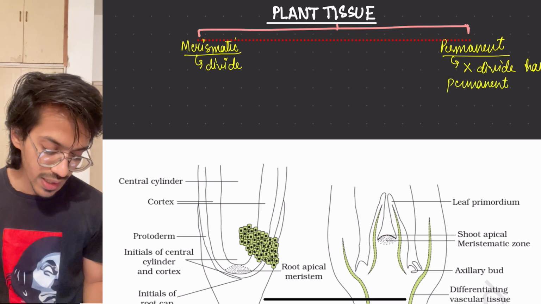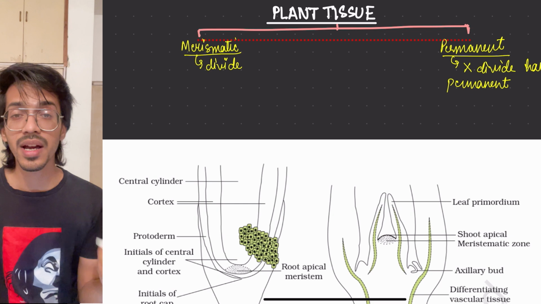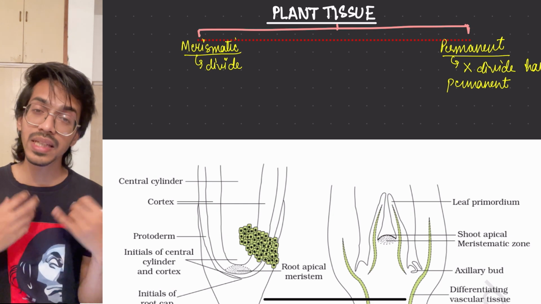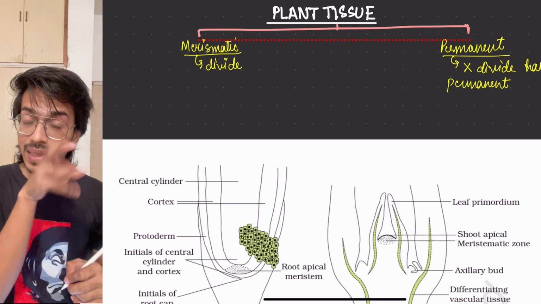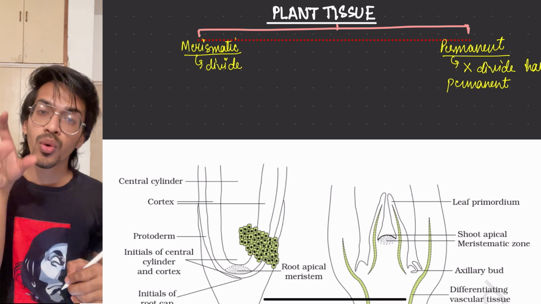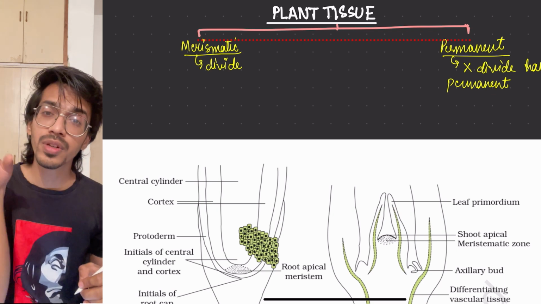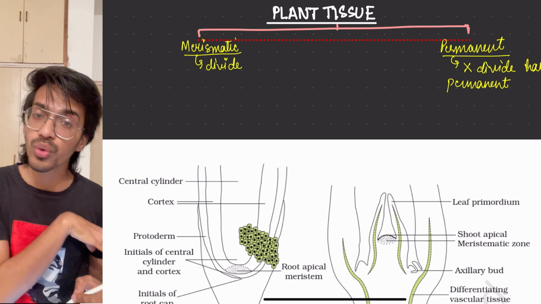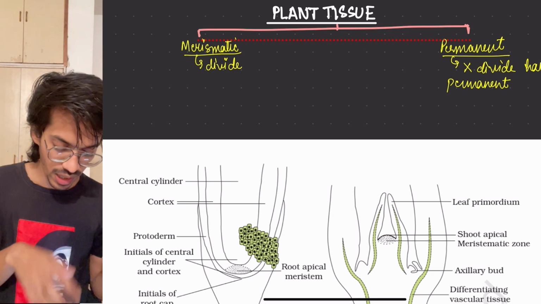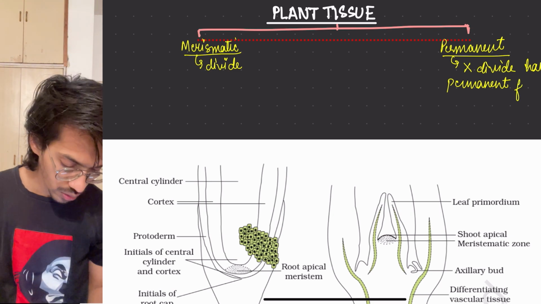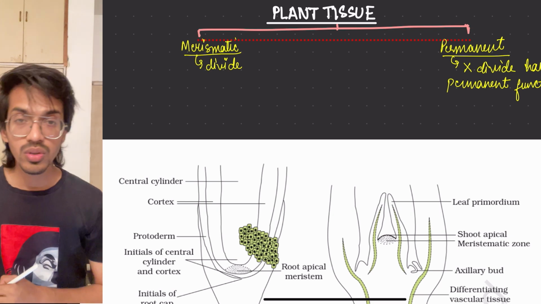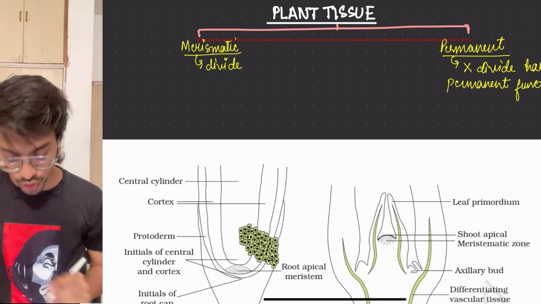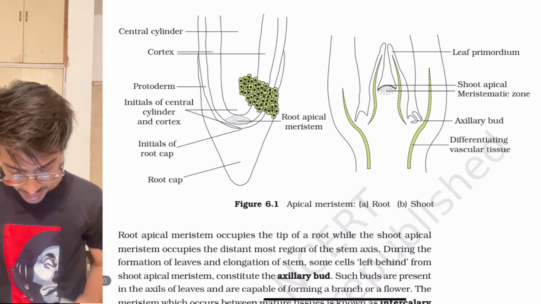Normally, initially, whatever cells are present are meristematic. They keep on dividing and increasing the length of the plant. But later on, some of them will form stem, some will form leaf, some will form the root part and other structures, and they become permanent tissue. Okay, so they have permanent functions. Now the next thing is the meristematic tissue. About it, these things are given to you.